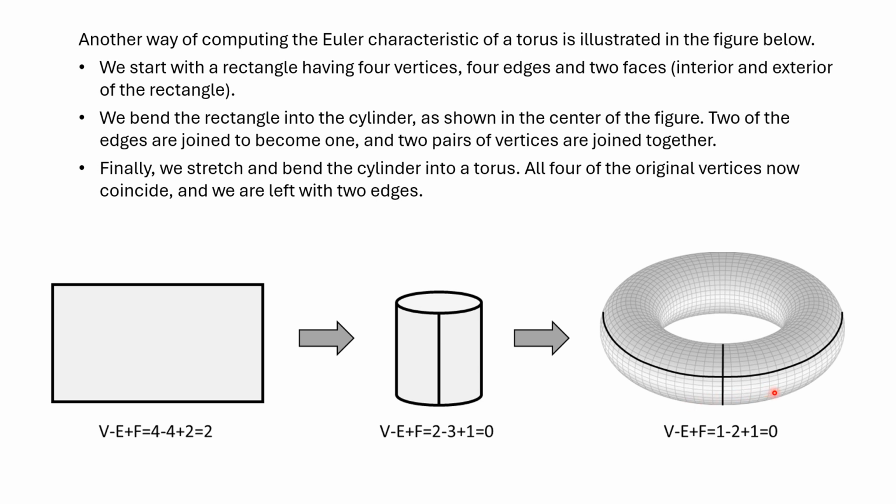And so this is a high-level proof that the torus has Euler characteristic 0. And of course, you can bend this in many different ways. The main point here is that it has a hole in it.